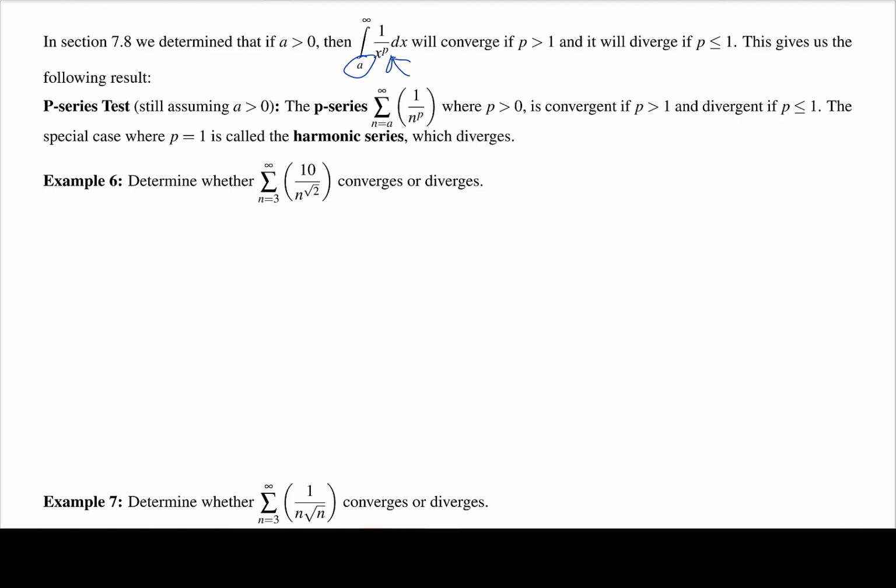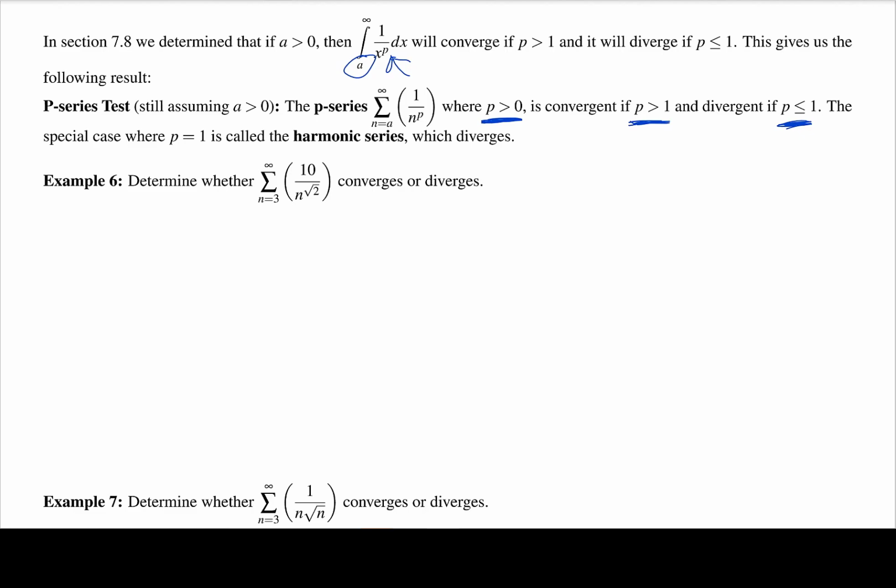What the p-series test says is that if you have the sum from n equals a to infinity of 1 over n to the p, where we want to keep in mind that we're only looking at p's greater than 0, then this is going to be convergent if p is greater than 1. It'll be divergent if p is less than or equal to 1, but still greater than 0. The special case where p is equal to 1, we call that the harmonic series, and from this we can see that it diverges.